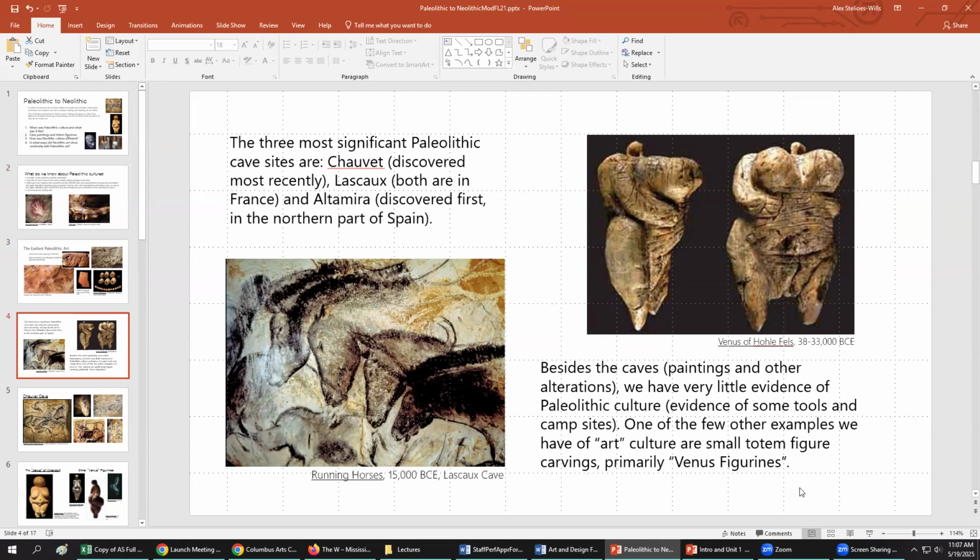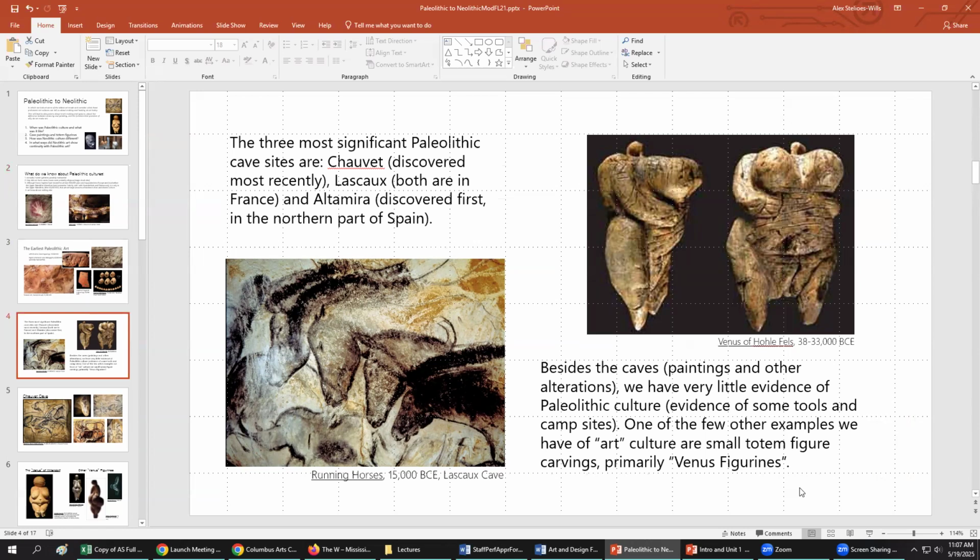So when we're talking about cave paintings, although there are other sites, we primarily focus on three main sites from Europe. One of the reasons why we focus on them is because we also have a lot of other related artifacts to these sites, in terms of human remains, in terms of evidence of campsites and so forth. We have enough evidence to piece together a sense of cultures here.